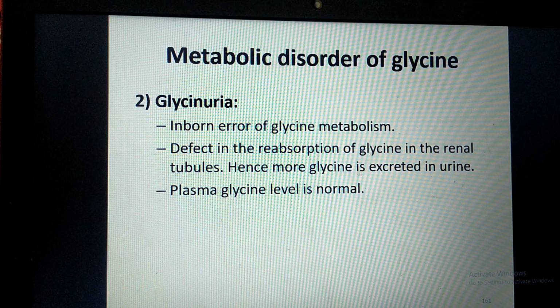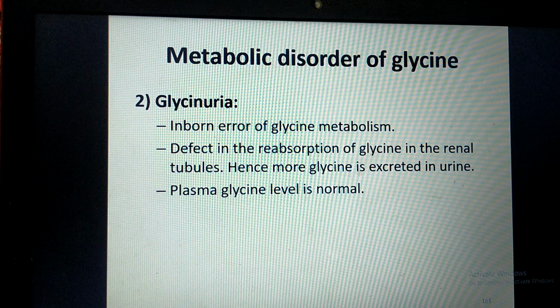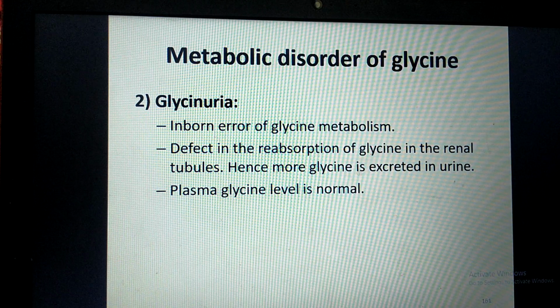because every amino acid has a particular transporter for reabsorption. Here there is a defect in the transporters of glycine, and hence this glycine is not reabsorbed from the tubules. So more and more glycine is excreted into the urine, leading to glycinuria. Here the plasma glycine level is normal.